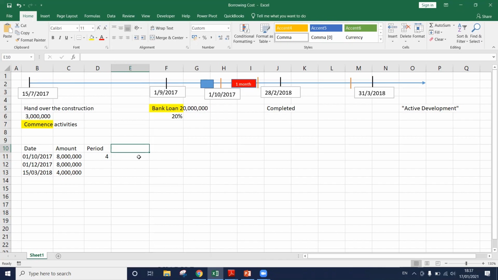So what should be the amount to be capitalized? 8 million at 20% interest for how many months? 4 months. It means 4 over 12. So 8 million at 20% for 4 months, that gives the amount we can capitalize: 533,333. So that is in terms of this. We expensed this much, and for that expense we can capitalize this amount.